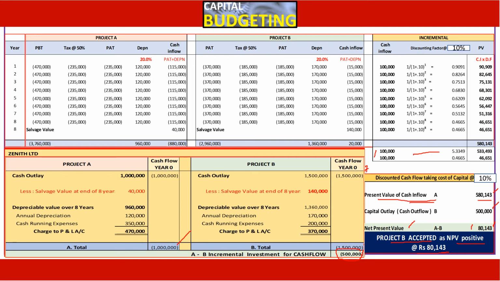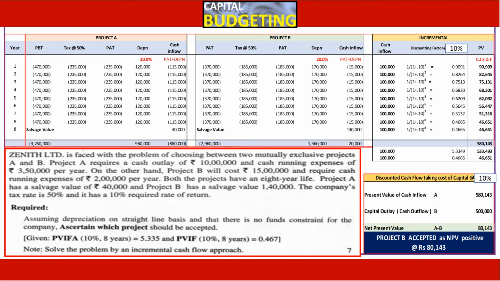We can take 1 lakh, 1.1 to the power of 1, 0.9091, divided by 1.1, divided by 1.1, divided by 1.1 till here, and the 8th year it will be the same. You will get the same present value, 5,80,143. This is in respect of projects which are exclusive but for a similar duration.